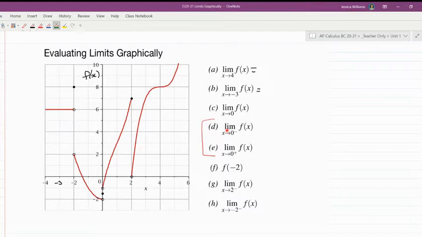So I want to make sure you remember how to read this notation. This little negative up here means to approach that number from the left-hand side. This little positive up here means to approach that number from the right-hand side. If there's no number up here, like this guy in letter C, it means you have to do both. So let's start with letter D.